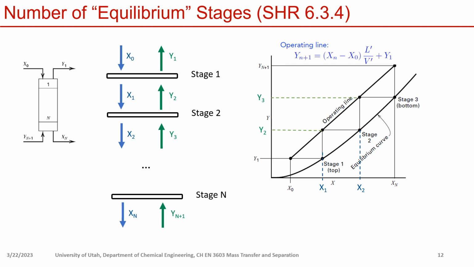So what if, when we do this, this line does not cross at yn+1, but crosses a point that's above yn+1? What does it mean?